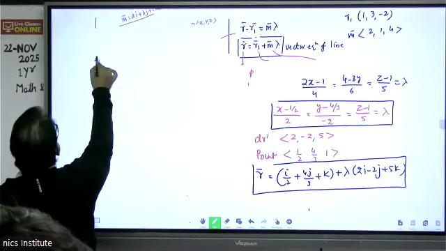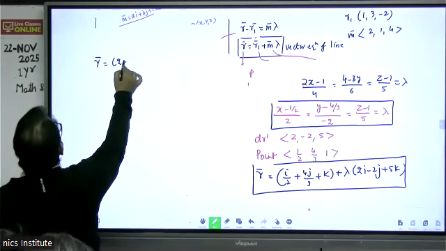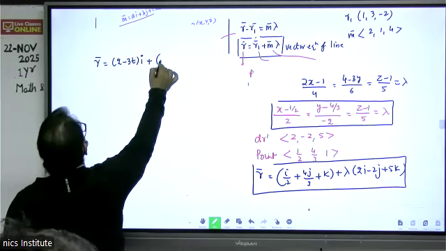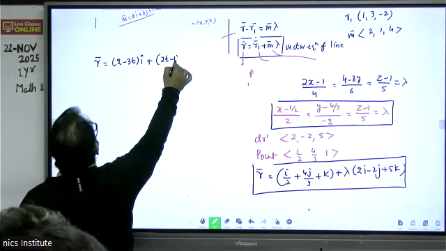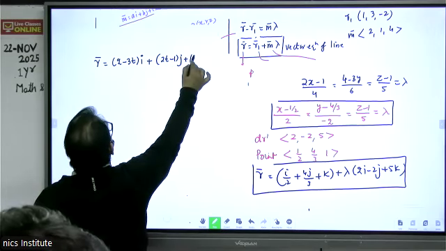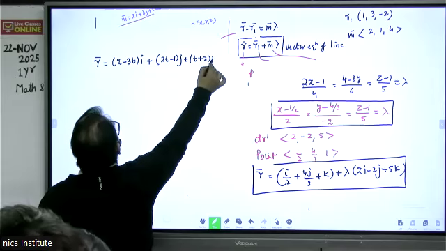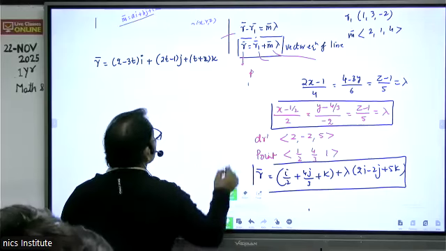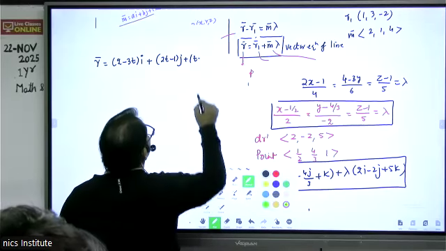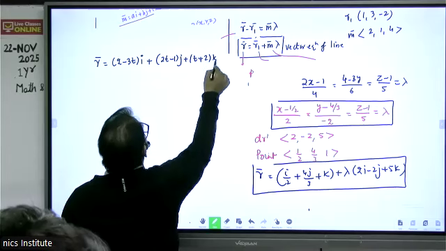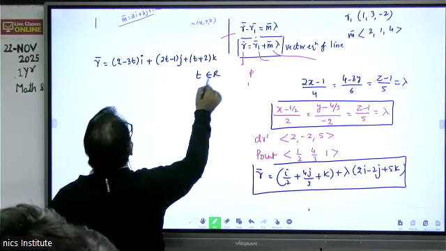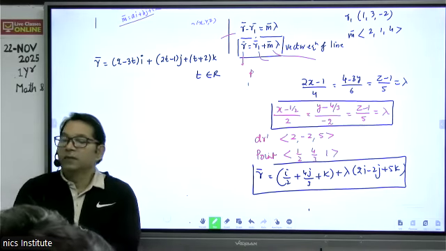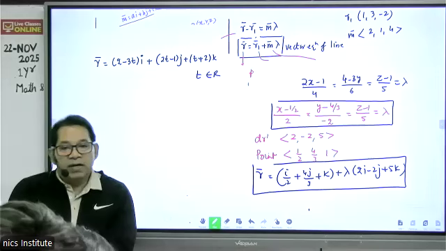Suppose this is a line which is r is equal to (2 minus 3t)i plus (2t minus 1)j plus (t plus 2)k, where t is a real number. Convert this line into standard vector form and Cartesian form. इसको standard Cartesian form और vector form में लिखो.